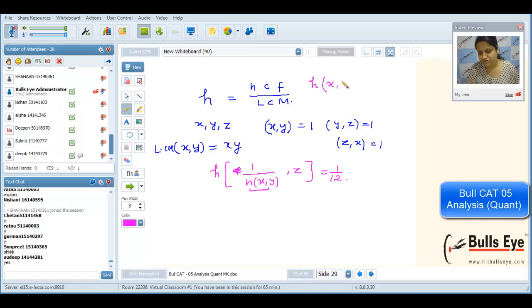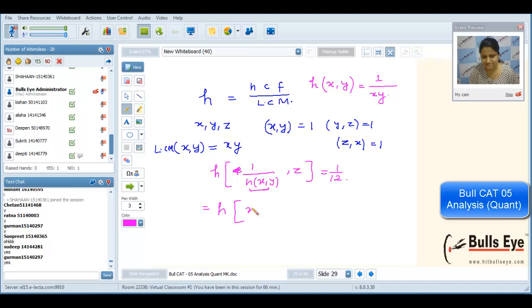What should be h of xy? It should be HCF of xy, which is 1 in this case, and it should be LCM of xy. Of course, it should be xy in this case. Are you okay with this? Small h of xy should be equal to 1 upon xy. So, in this case, it will be xy, comma z.